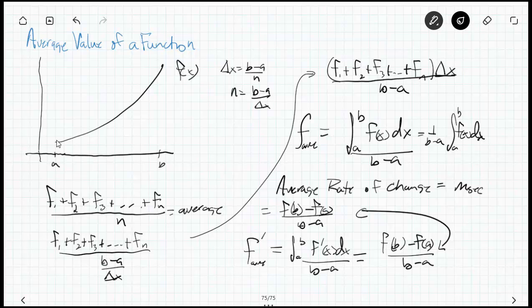But don't confuse this. This is the average value. This is the average rate of change. I was just going off on a little side note. So average value, right? And this is average rate of change.